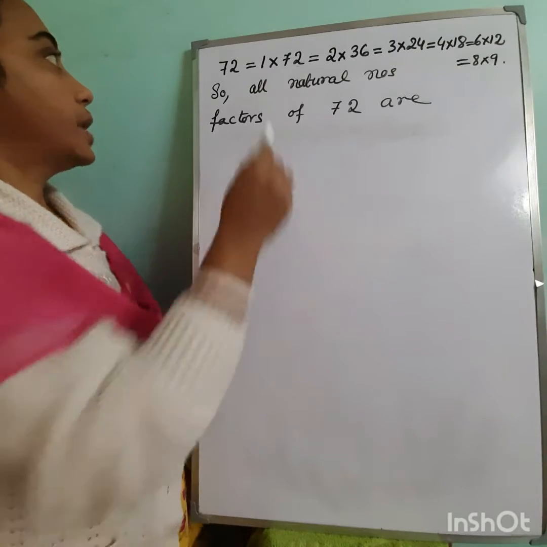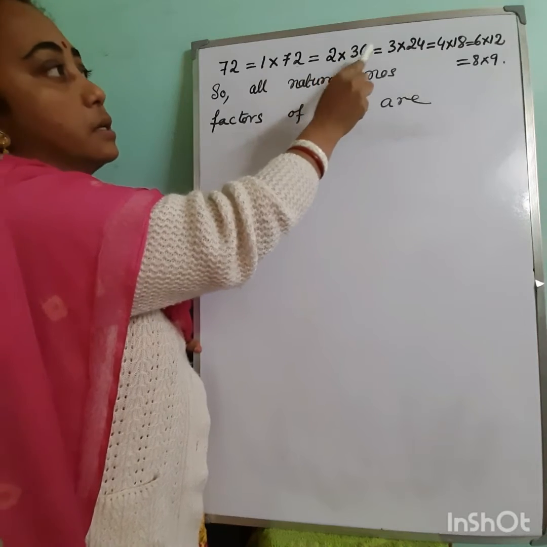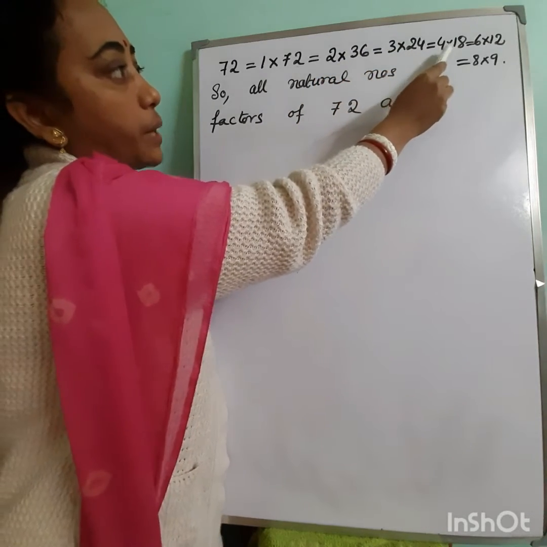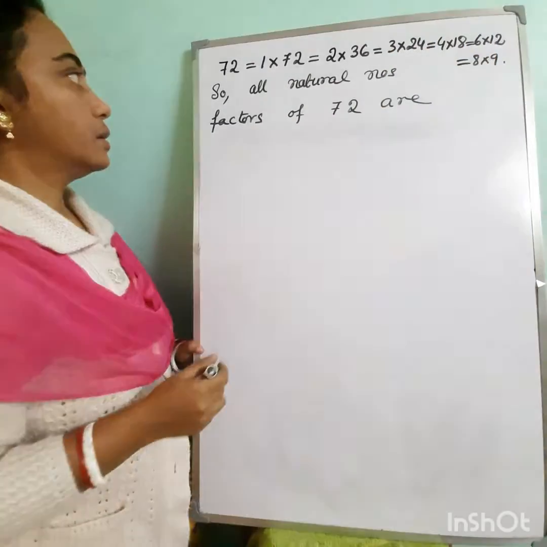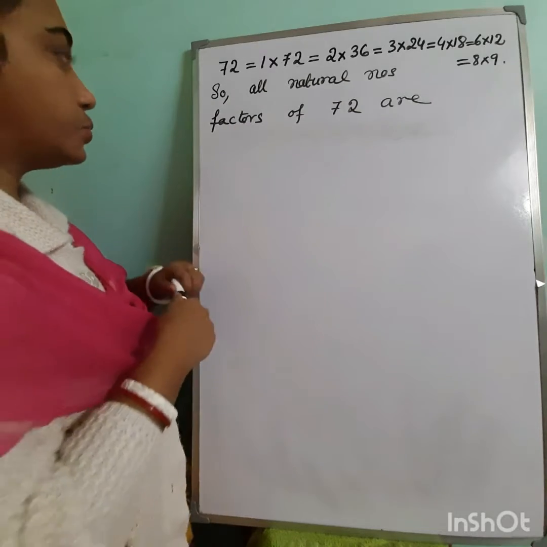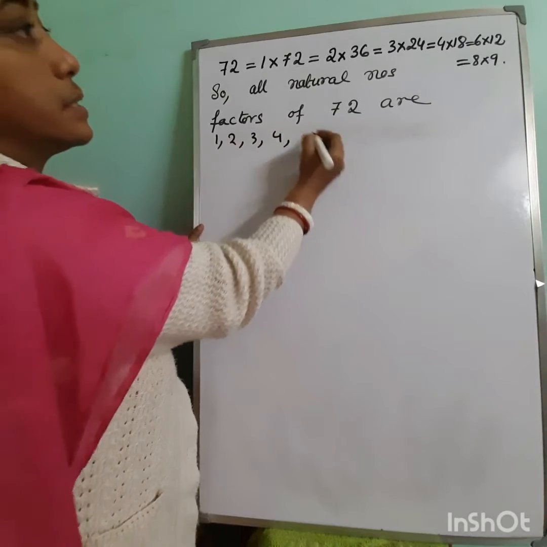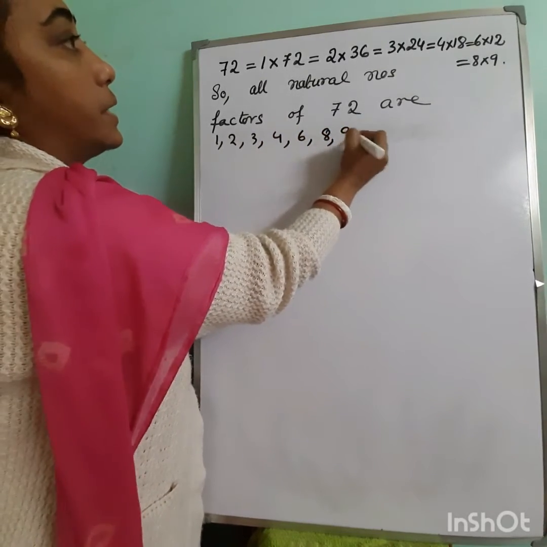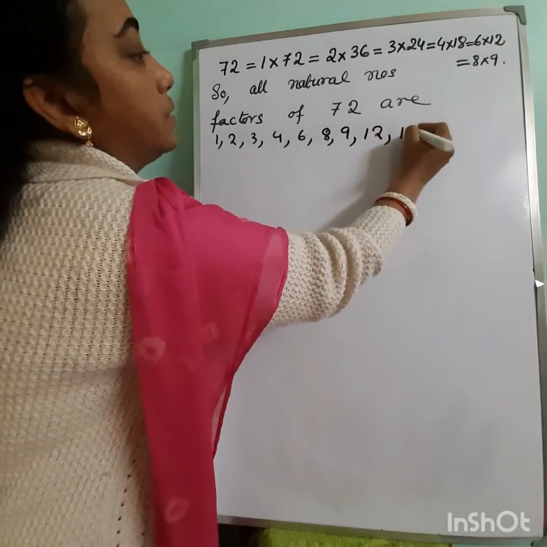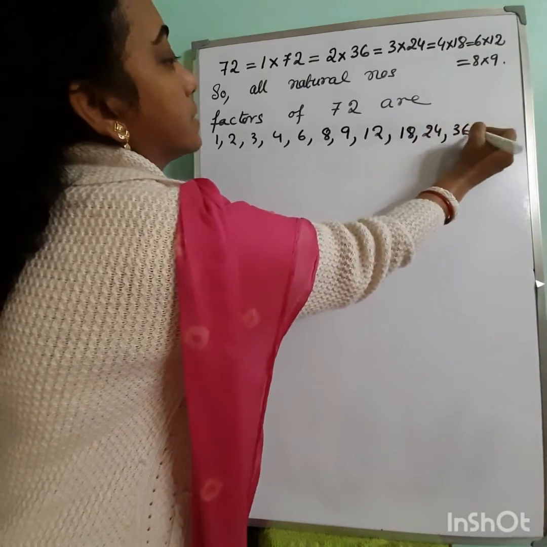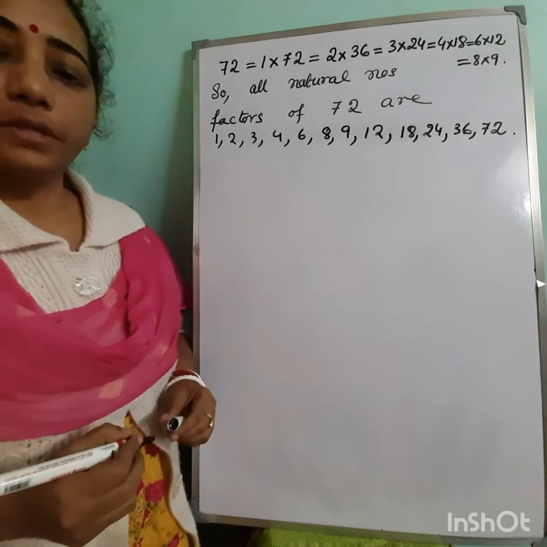Example: 72. We can write 72 as 1 multiplied by 72, 2 multiplied by 36, 3 multiplied by 24, 4 multiplied by 18, 6 multiplied by 12 and 8 multiplied by 9. So all natural number factors of 72 are 1, 2, 3, 4, 6, 8, 9, 12, 18, 24, 36 and at last 72. These are all the natural number factors of 72.